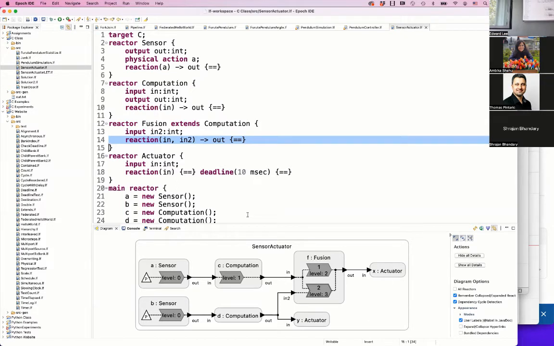In this case, right. So right. If in one is present, both reactions will fire. If only in two is present, only this reaction will fire. Right. So I have to, in the body, be explicit as to when.